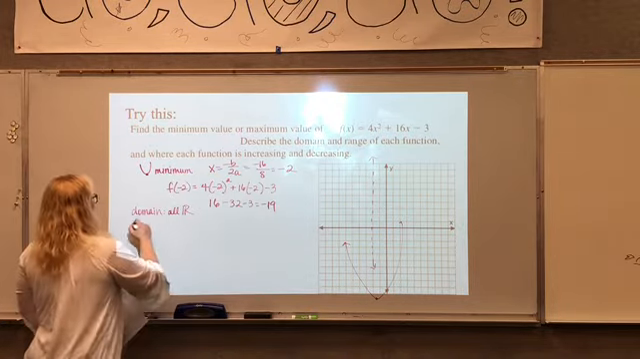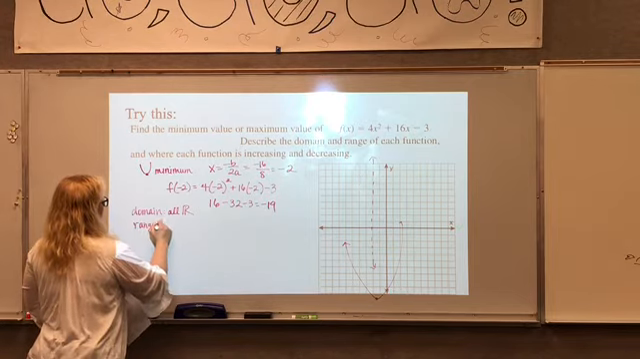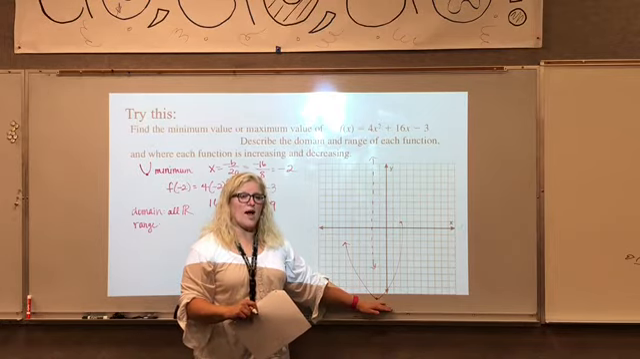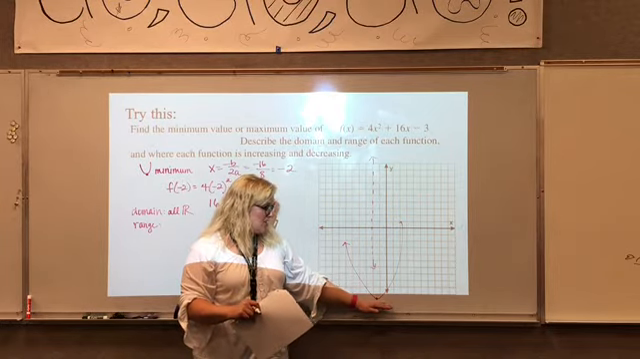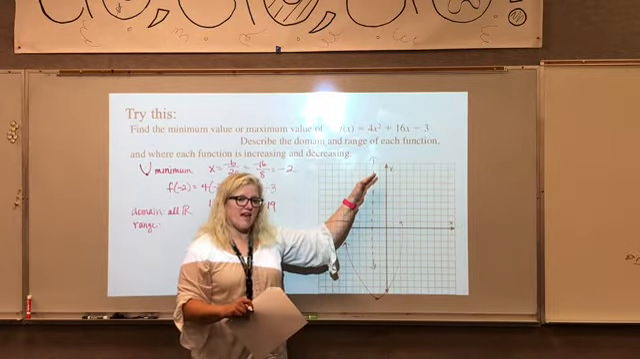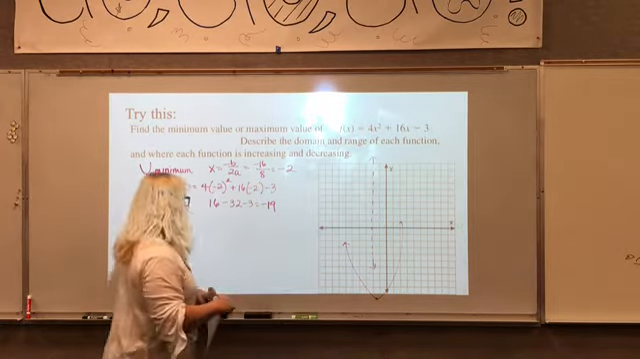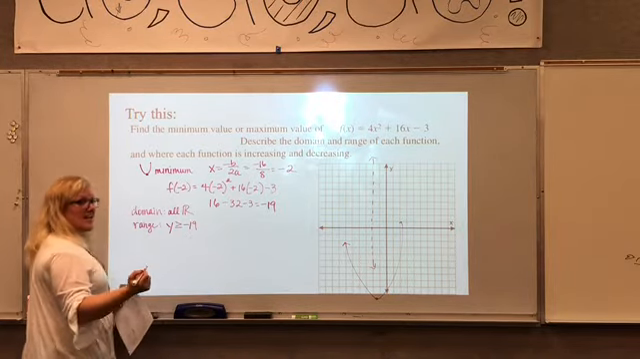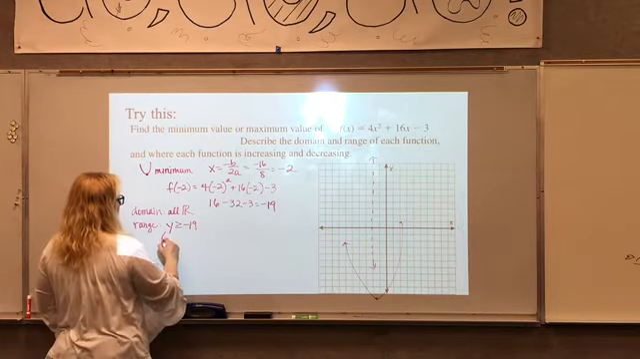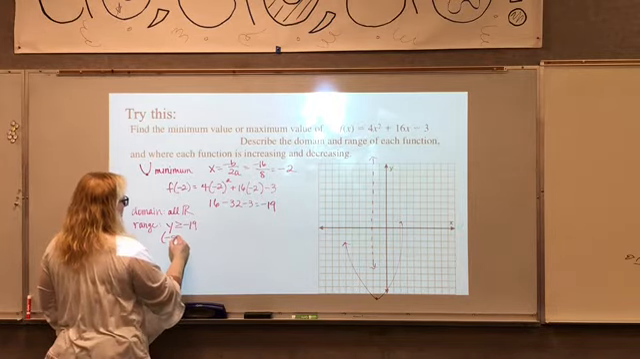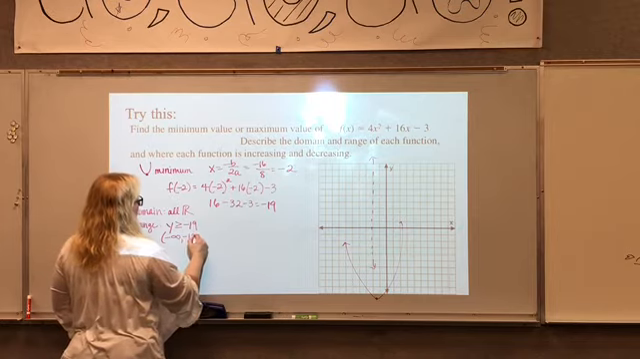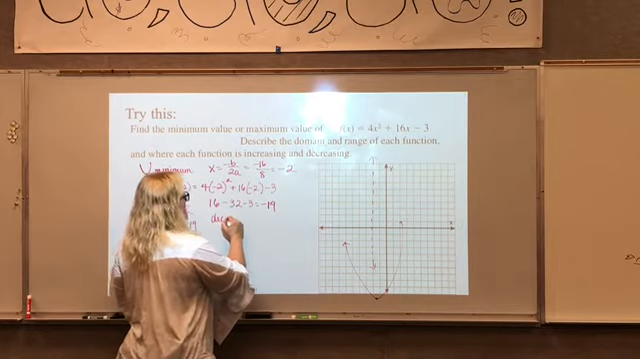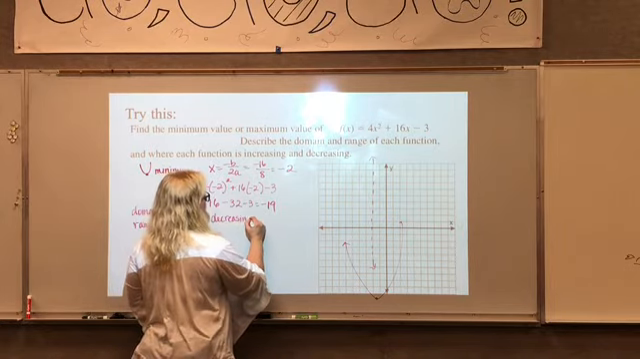But my range is stopped. It's stopped right here at negative 19. These are my y values. So my range is y is greater than or equal to negative 19. And if I write that in interval notation, I have negative 19 to infinity, and that negative 19 is included. Okay, so decreasing and increasing.